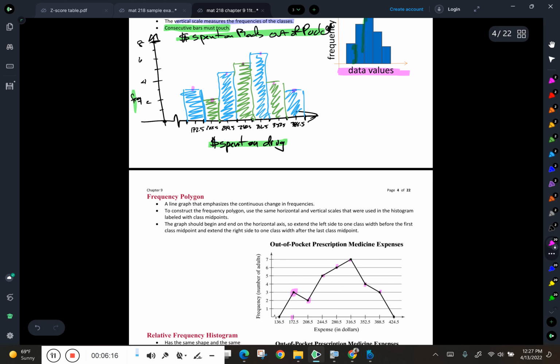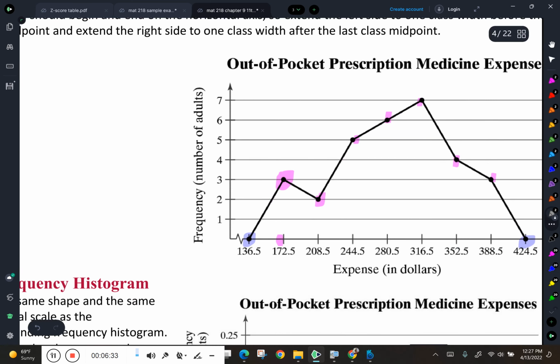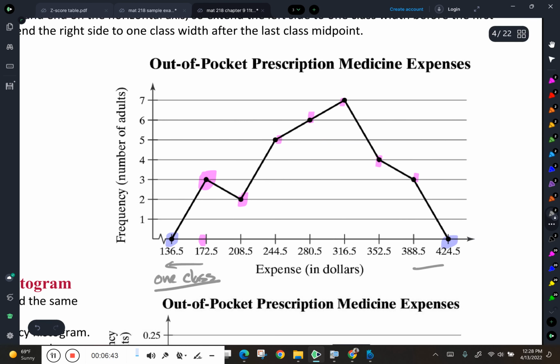Now the one thing that is different about that frequency polygon is that it adds in these two. Right? Where did 136.5 come from? Well, that 136.5 there on that left-hand side is one class width below. And that 424 on the high side is one class width above, and you see it goes back down to 0 on both of those.